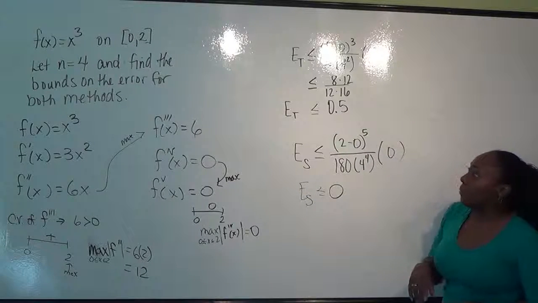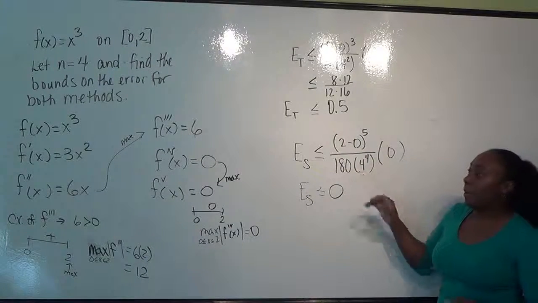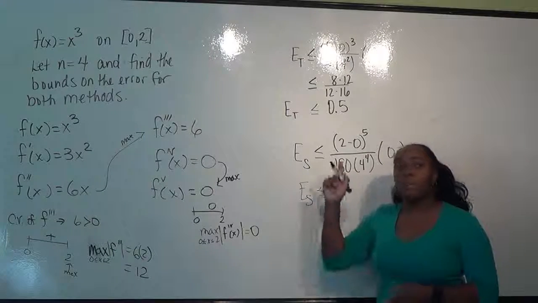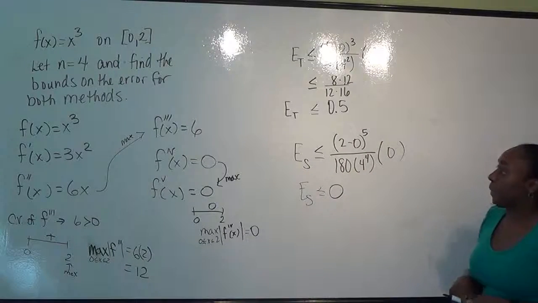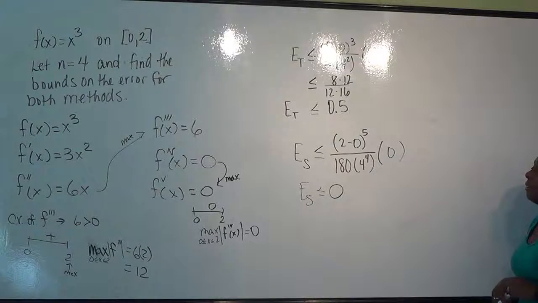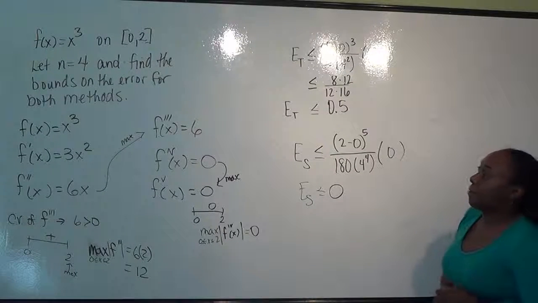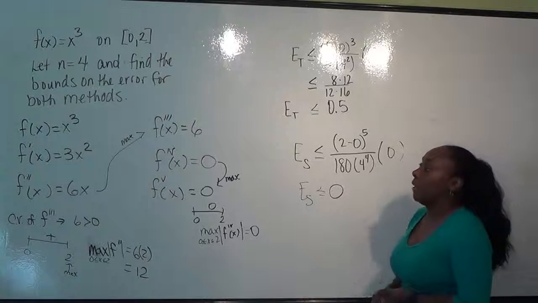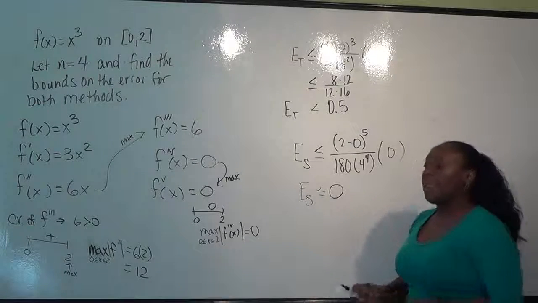And so on the interval from 0 to 2, the parabolic segments work much better than the trapezoids. Okay? So there's our error, finding the bounds on our error using the function, the interval, and the n. Okay? Now, like I said, we could go the other way. So as we saw, the Simpson's rule with 4 subintervals gives us a really good approximation.